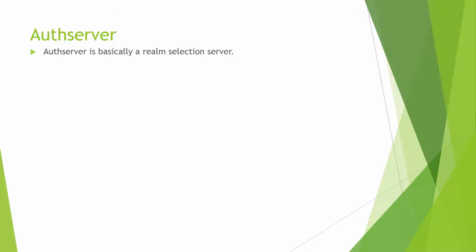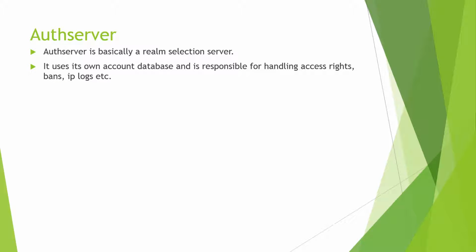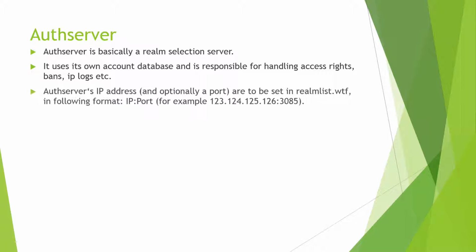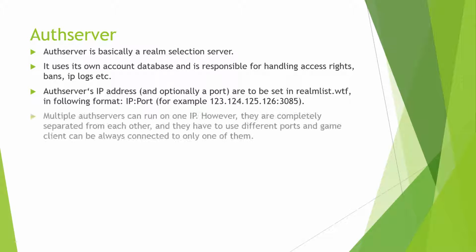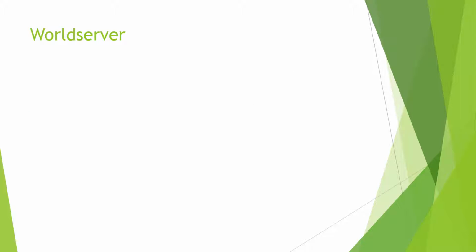Let's talk about authserver. authserver is basically a realm selection server. It uses its own account database and is responsible for handling access rights, bans, IP logs, etc. authserver's IP address and optionally a port are to be set in realm's WTF file in the following format: ip.port. Multiple authservers can run on one IP address. However, they are completely separated from each other, they have to use different ports, and game client can always be connected to only one of them.